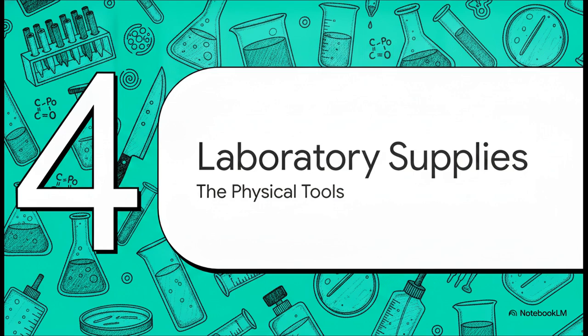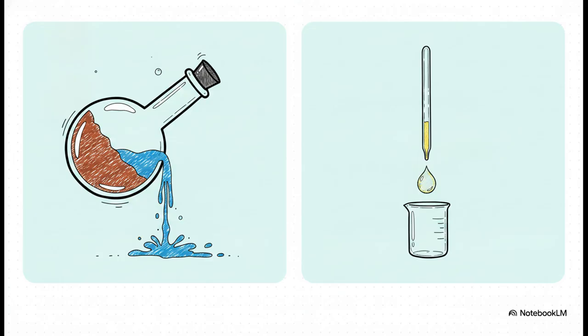Section 4. Essential laboratory supplies. The physical tools. Moving on to the physical tools. Almost all precision labware falls into a really strict functional binary. It's either to contain, marked TC, or to deliver, marked TD.